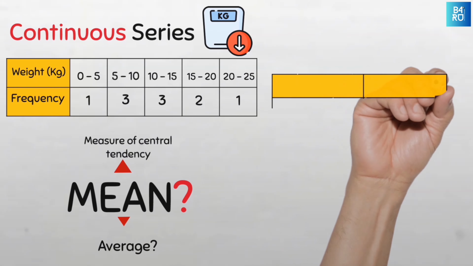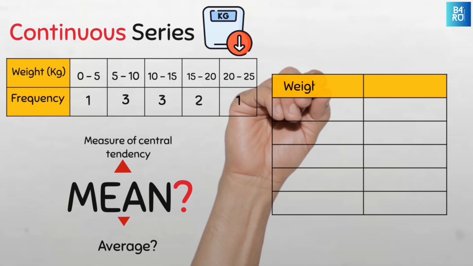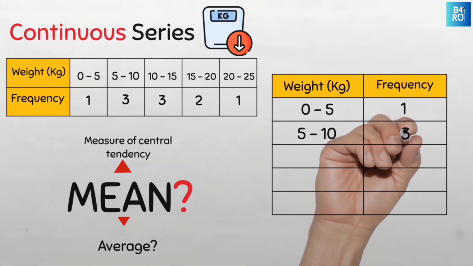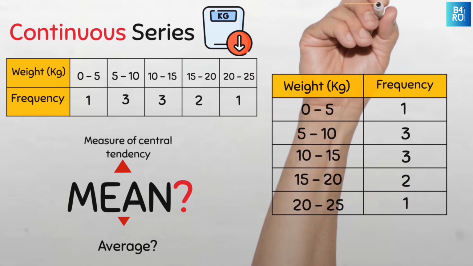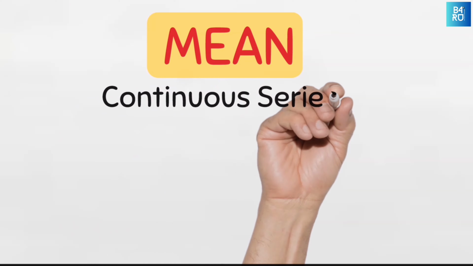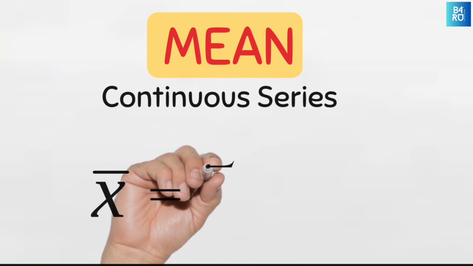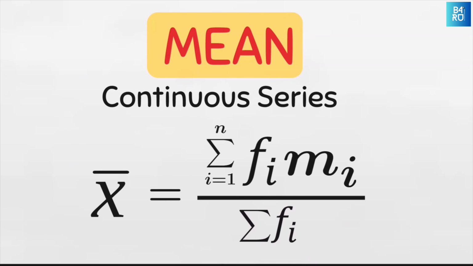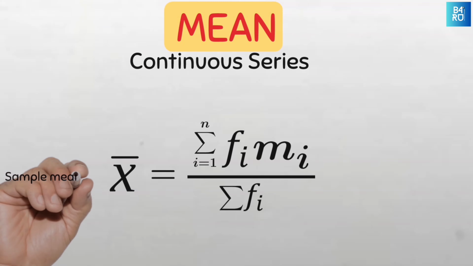Let us modify the table a bit to make it easy for us to compute the mean. So let's place the weights in kilograms here and the frequency here. And then we have all the data arranged neatly in a vertical manner like so. Awesome. The mean of a continuous series dataset is given by the formula x bar is equal to sigma from i equals 1 to n of f sub i multiplied by m sub i divided by sigma f sub i. This means the sum of the product of each frequency and each midpoint from the first class to the last class, all divided by the sum of all the frequencies, which is the same as the number of values.